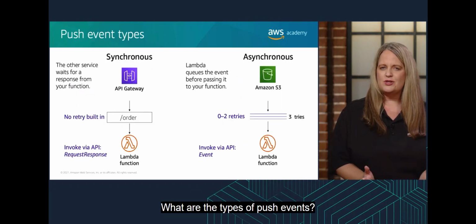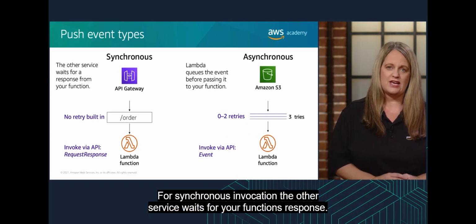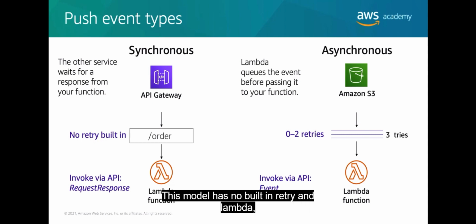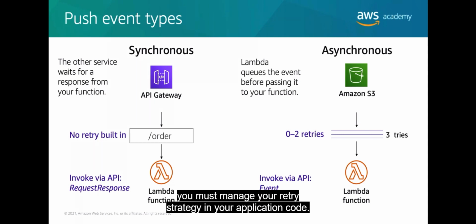What are the types of push events? For synchronous invocation, the other service waits for your function's response. Consider an example where API Gateway is the event source. In this case, when a client makes a request to your API, that client expects a response immediately. This model has no built-in retry in Lambda. You must manage your retry strategy in your application code.